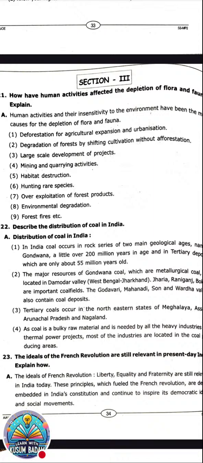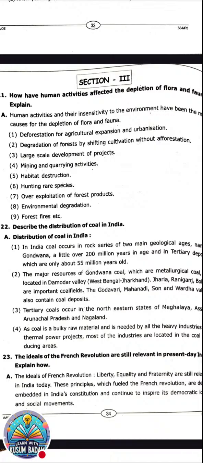Next, large scale development of projects. When these MNCs are set up, they clear out the forest. Large scale development of projects. Mining and quarrying activities. When they go for mining, that time also they remove forest. Habitat destruction. When they clear the forest, it will destroy the habitat, the staying place of animals or plants. It will destroy the habitat.